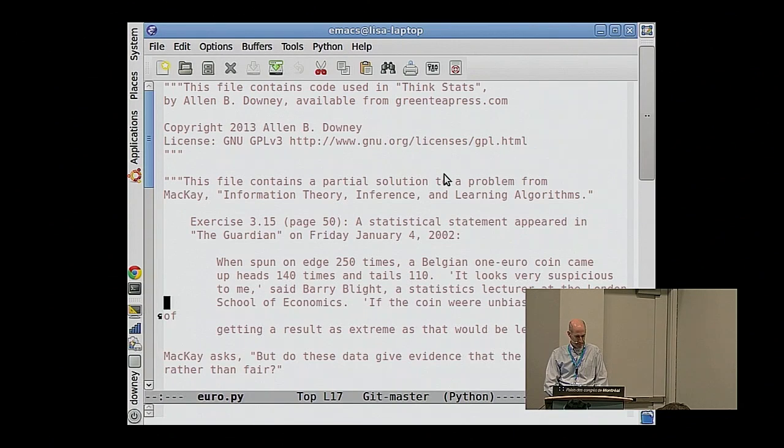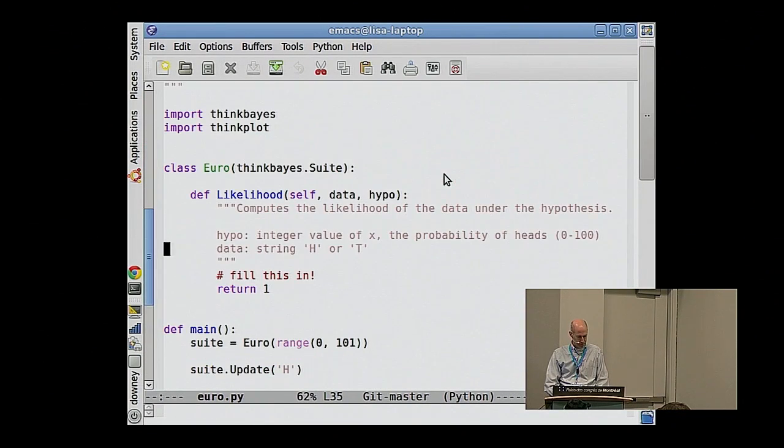Here's the statement of the problem. The data is going to be a string that's either H or T for heads or tails. And you're going to get a hypothesis, and your hypothesis is going to be the hypothetical value of x, which is going to be an integer between 0 and 100. And your job is to compute, if this hypothetical value of x is correct, what's the probability of getting the data that I got? I'll give you a minute to work on that. As always, if you're completely stumped, just look at the solution, or chat with your neighbor and see if your neighbor can get you unstuck.